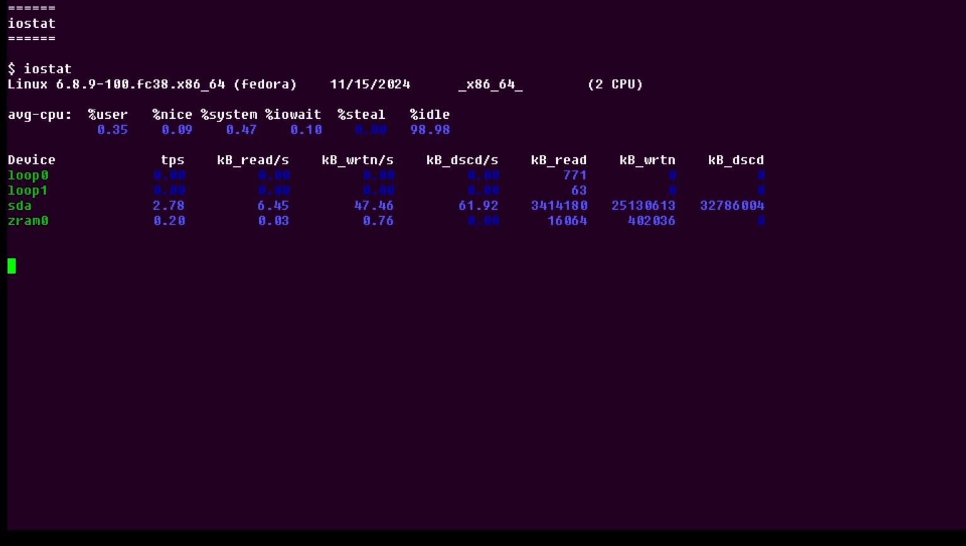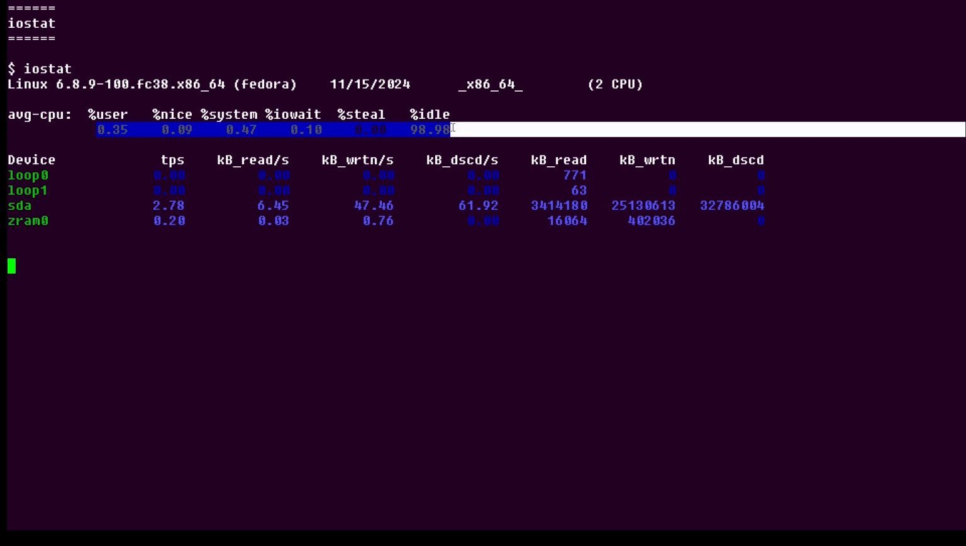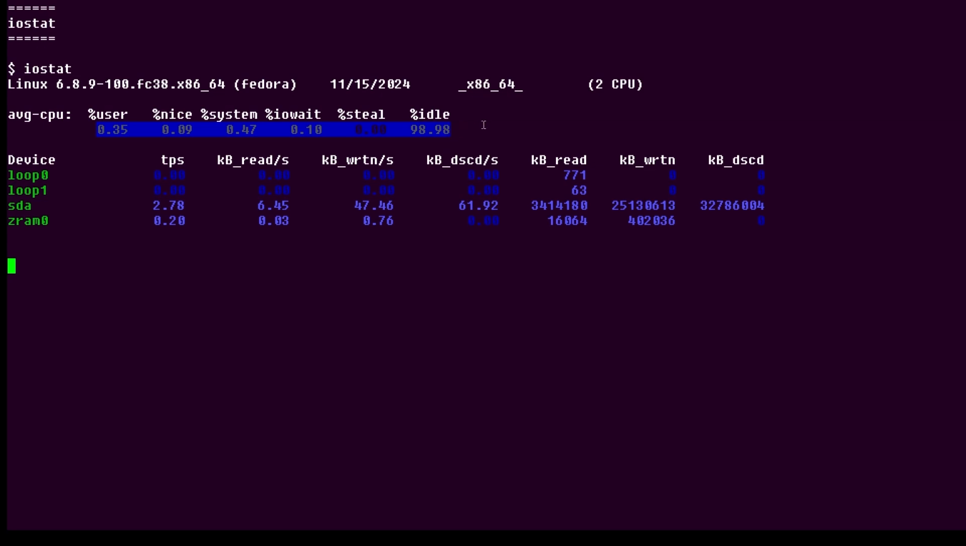Next, we look at the average CPU time. Now, this is broken down by user processes, by time spent in the nice mode, system processes, I/O wait, steal, and idle time, which in this case is nearly 99% idle. And so that's not a heavily used system, to say the least.